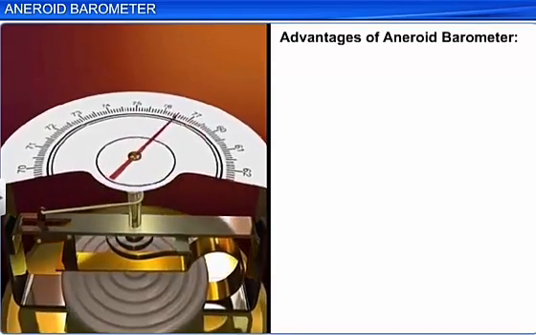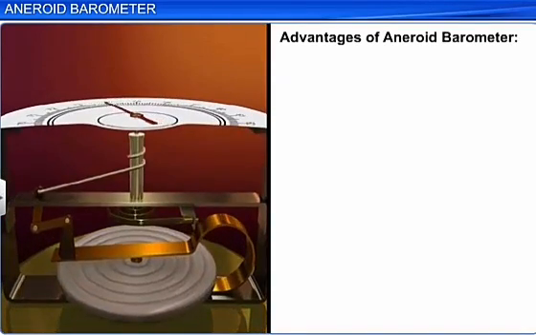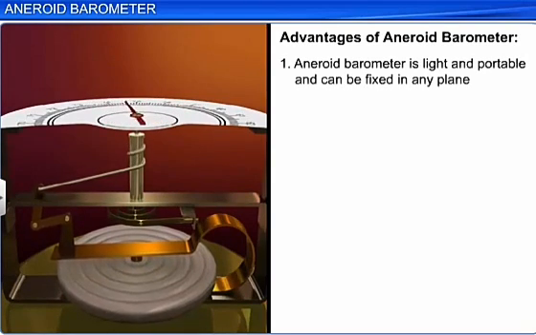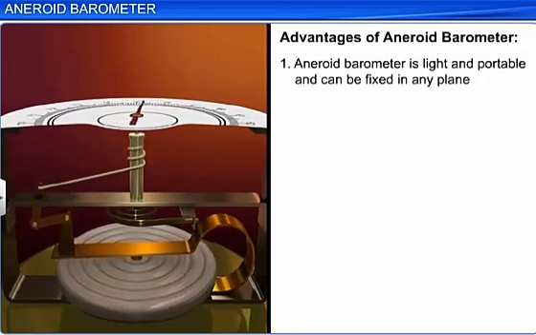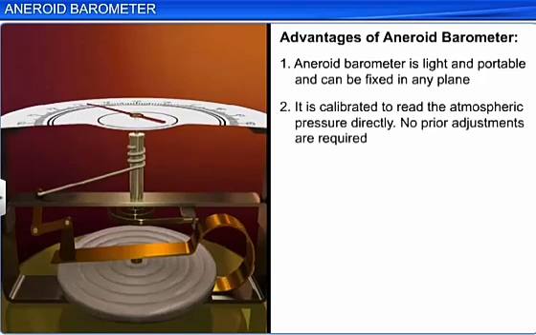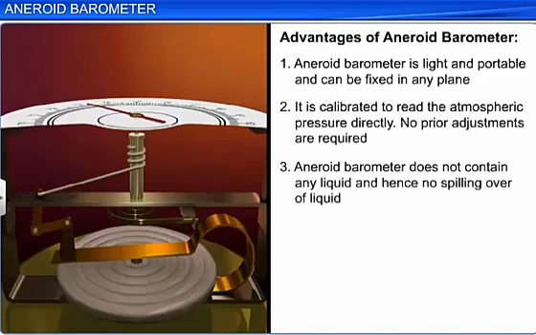Aneroid barometers have some advantages over liquid barometers. An aneroid barometer is light and portable and can be fixed in any plane. It is calibrated to read atmospheric pressure directly. No prior adjustments are necessary. An aneroid barometer does not contain any liquid, and hence there is no fear of the liquid spilling over.